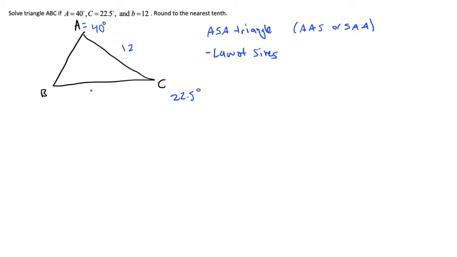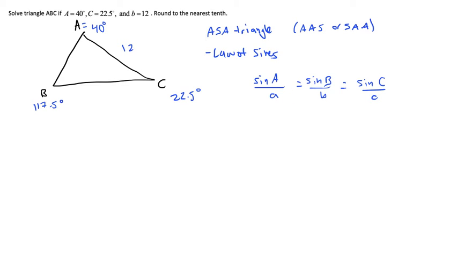Now, the first thing we should do is figure out what angle B is. We know that the sum of the angles in the triangle is 180. So we'll take 180 minus 40 minus 22.5, and we get 117.5 degrees. So now let's set up the law of sines. The law of sines says that the sine of A over its opposite side is equal to the sine of B over its opposite side, which is equal to the sine of C over its opposite side. And we can flip all of these three over as well. So we could do A over sine of A, B over sine of B, C over sine of C, as long as they're all the same.